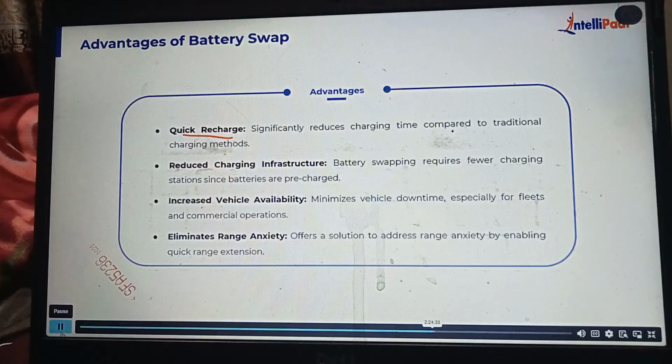So the advantages: quick recharge, reduced charging infrastructure, right? There is no need to install onboard chargers, like at charging stations where we can see huge connectors taken from one end to another. Increased vehicle availability, eliminates range anxiety, right? If we have battery swapping stations on a highway, let's suppose after every 10-20 kilometers, then you need not carry a big battery, because after 20 or 30 kilometers I will get a battery swapping station where I can change this battery. It offers a solution to address range anxiety by enabling quick range extension.